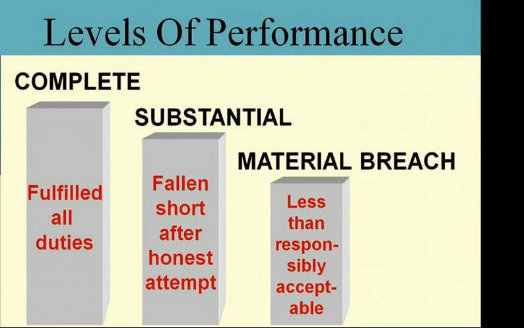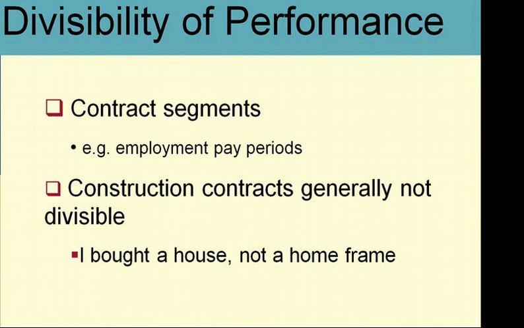You have a material breach. That gives rise to a different level of what happens under a contract. It can actually be terminated if there's a material breach. Then you have divisibility. This would be contract segments, employment. You get paid for certain pay periods. Once that's been done, that's partial completion.